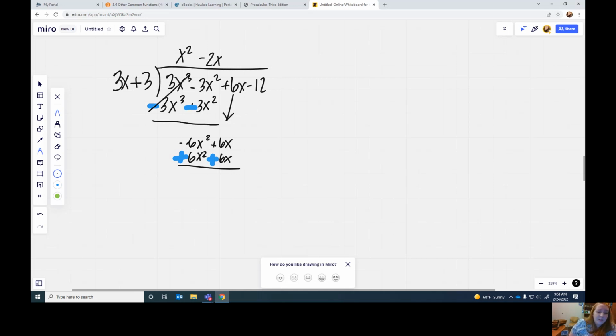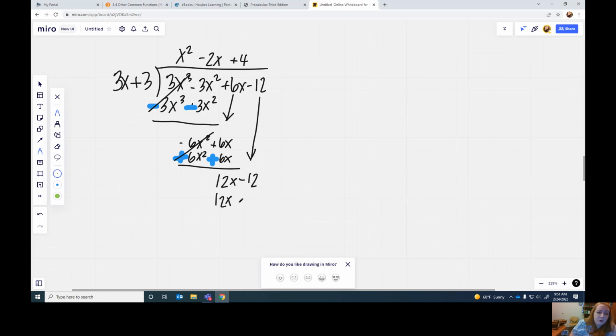So add them together. Negative 6x squared plus 6x squared cancels. 6x plus 6x is 12x. Drop down your next term, minus 12. Now repeating the process. What do we need to multiply 3x by to get 12x? By 4, right? So plus 4, positive 4. 4 times 3x is 12x.